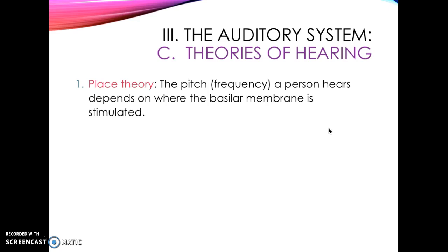So there's two theories about hearing that we're going to discuss. The first theory is called place theory. This argues that pitch or frequency is determined by the basilar membrane in your ear. So basically, when you hear something, it's going to depend on where in the basilar membrane is activated the most. That will tell you how high the pitch is.